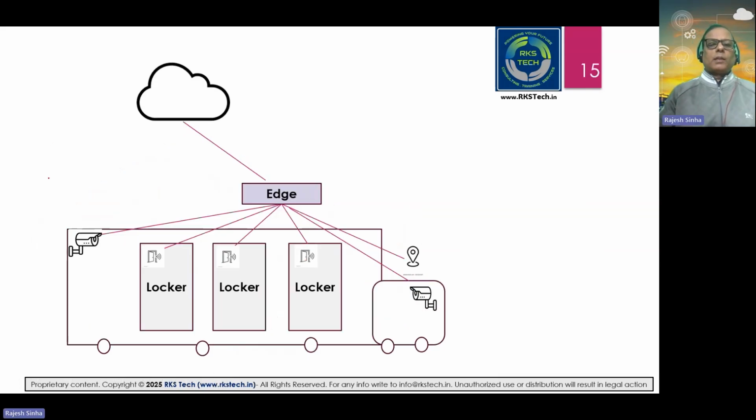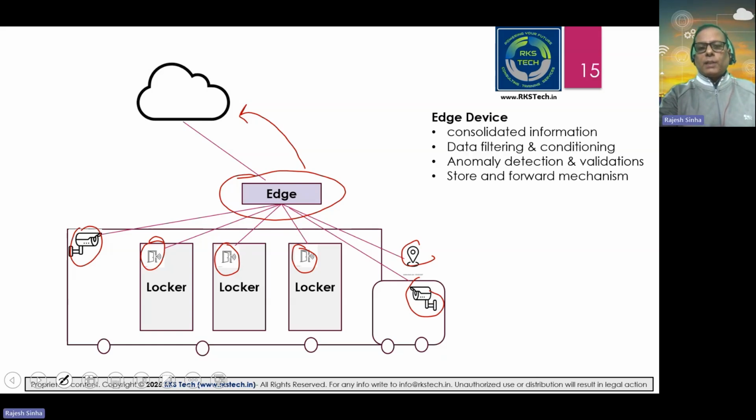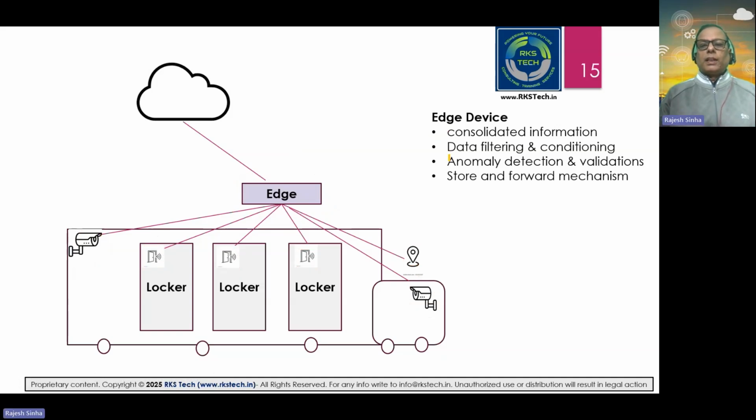This can be optimized by putting an edge device in between. All these sensors, all these IoT devices, will now communicate only to the edge. Edge will do the consolidation and it will send the data to the cloud. So by putting an edge device in between, all the information can be consolidated. Instead of sending 6 records, now we will be sending only 1 record. Edge will collect all the data from all the sensors, do the consolidation and then send it to the cloud. In addition to consolidation, the edge can also do data filtering and some data conditioning.